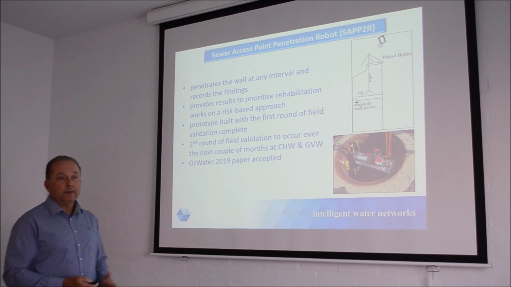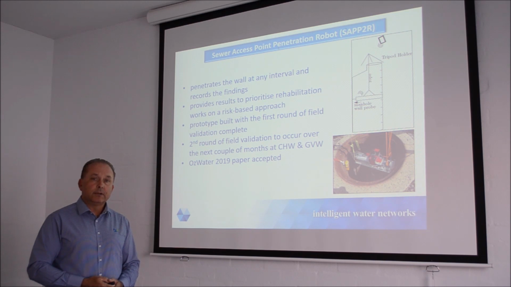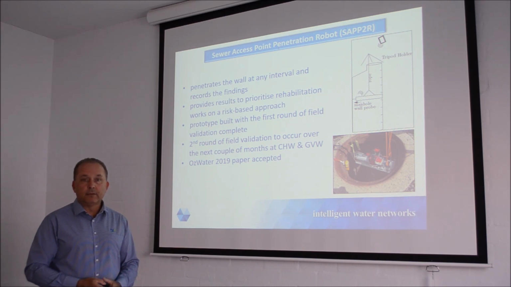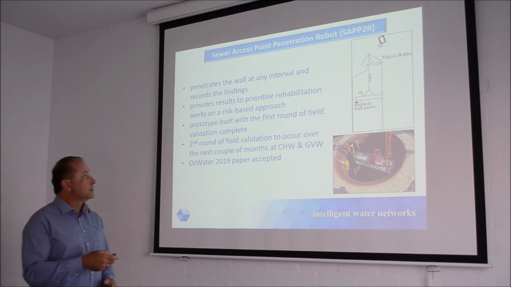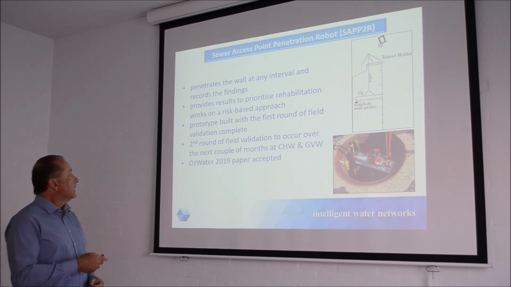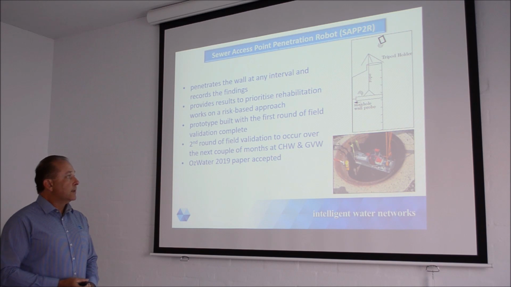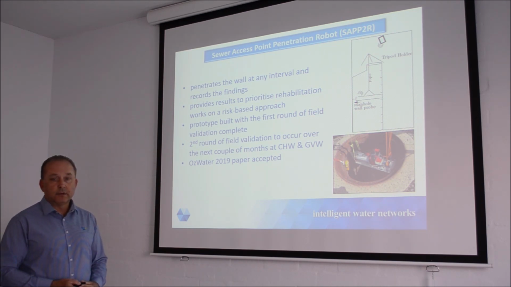So with that, we collect the results, and then what we can do is prioritise which manhole access point needs work in a priority system. So it puts a little bit more science around it. Our second round of validation will happen over the next couple of months, and we'll go out to Central Highlands Water and Golden Valley Water.